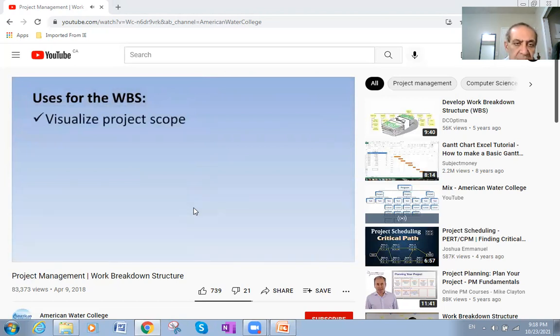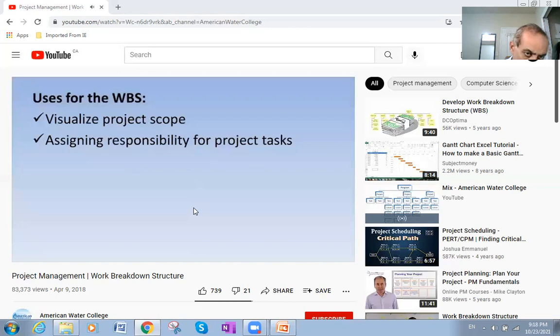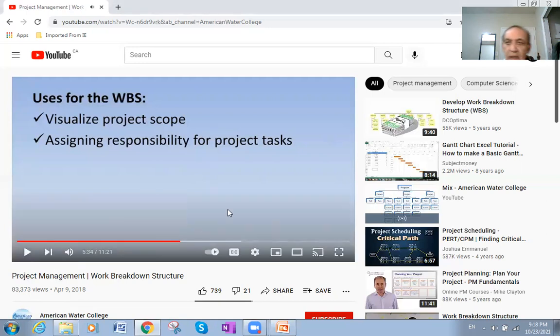Since it lays out all the tasks involved with the project, it's easy to see all that's involved with completing the project. Another good use is for assigning responsibility for tasks involved with the project. Each task to be performed should be assigned to a particular person who is then responsible for its completion. So when you divide the tasks, you will allocate or assign each subdivision of the total task to a specified person based on his specialization and his experience, and his willingness and his ability to do the task.